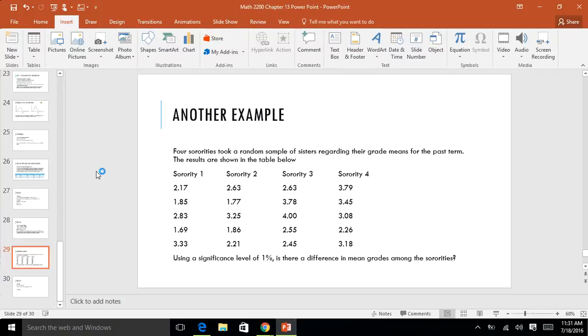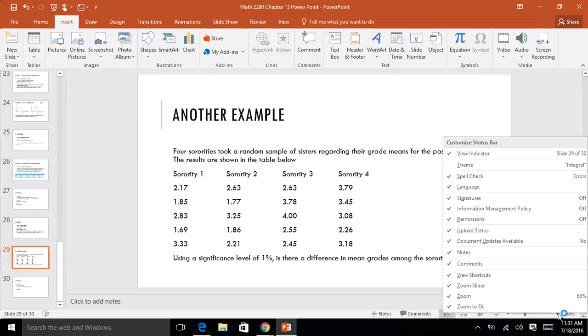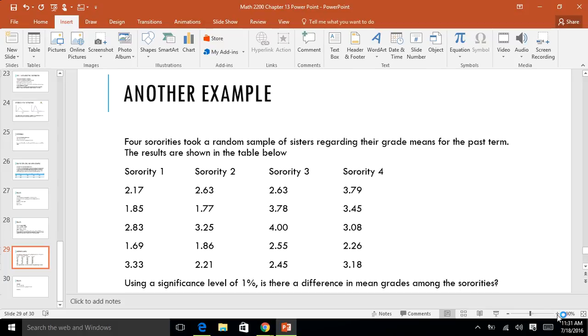Okay, I was going to do one more ANOVA example to help. So here's my question. Four sororities took a random sample of sisters regarding their grade means for the past term. The results are shown in the table below. So here are some means of sorority sisters' average grades.